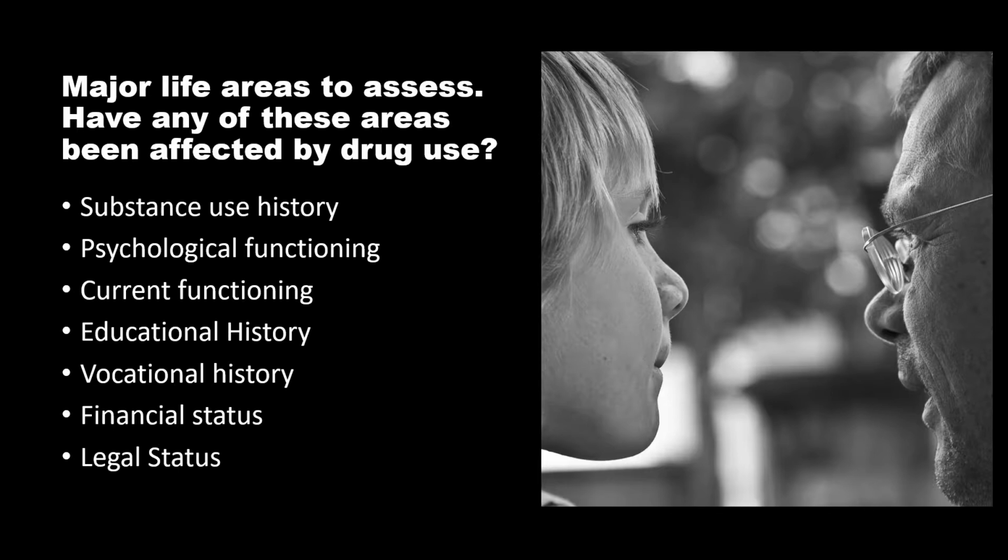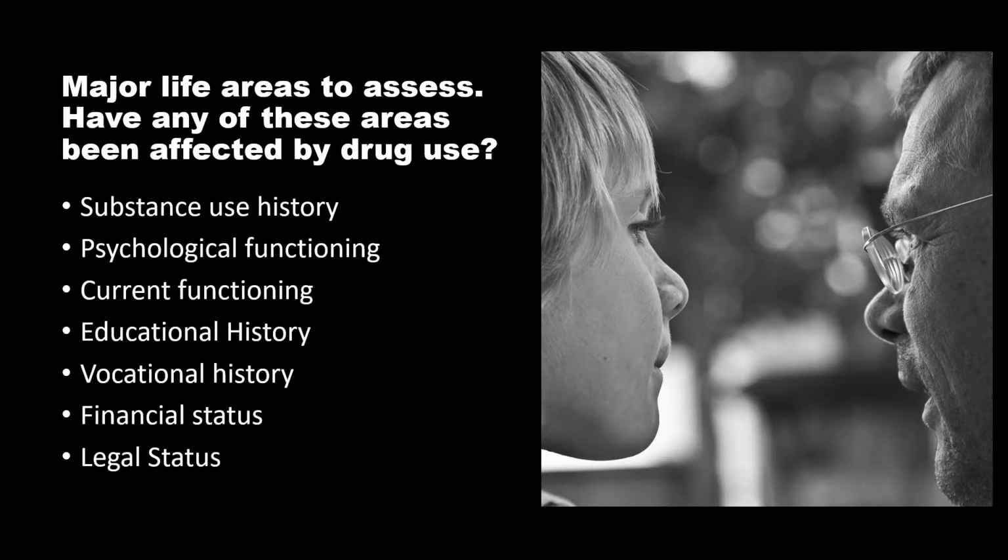What are the major life areas to assess? Well, we want to know if any of these areas have been affected by drug or alcohol use. So often we begin with a substance use history. When did they first do what drug, and how did that progress to other drugs? We also want to know about psychological functioning and current levels of functioning. It's important to take an educational history to know how far they got in school and whether drugs and alcohol played a role in that educational history.